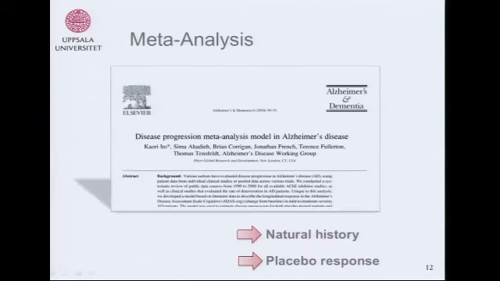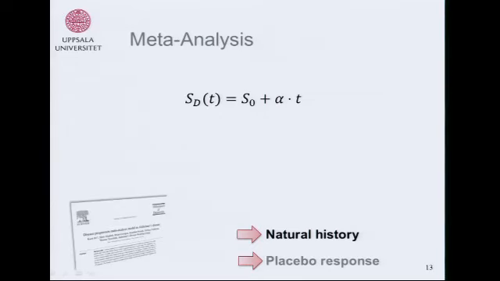The first source that we used was a meta-analysis, and this meta-analysis is published in Alzheimer's and Dementia. What we took, the components for our model that we took from this disease, are the natural history and the placebo response. So how does it look in terms of formulas?